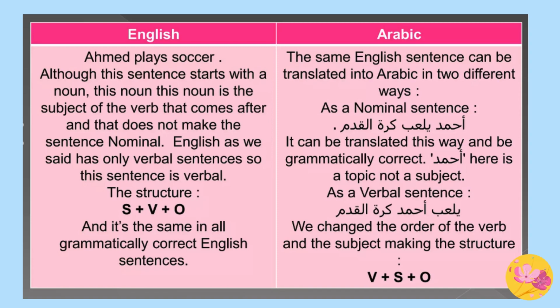The same English sentence, when translated into Arabic, has two different ways. As a nominal sentence, it can be translated this way and be grammatically correct too. Here is a topic, not a subject. Here, the subject becomes a topic. As a verbal sentence, again, the order will change: verb, subject, and object. So the verb comes first, then the subject and the object.